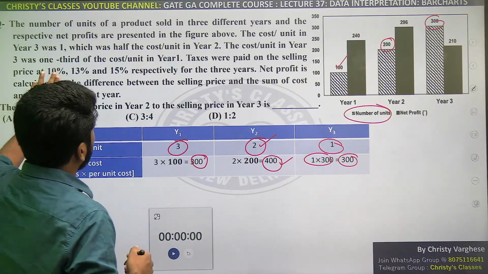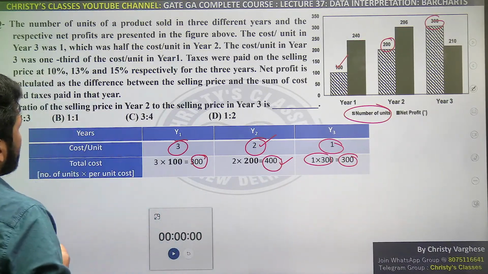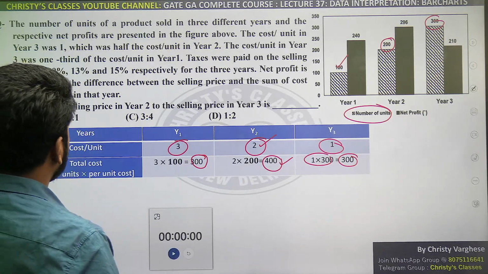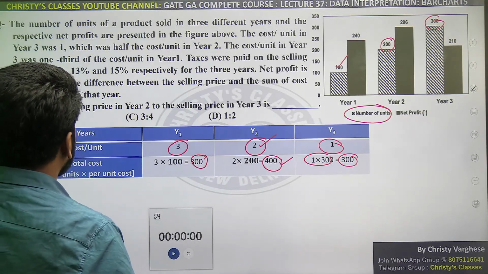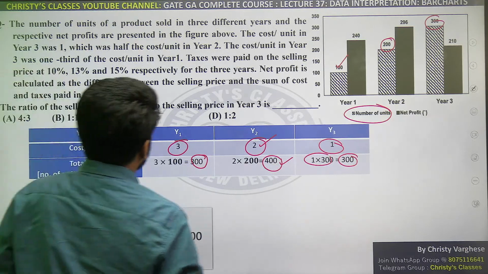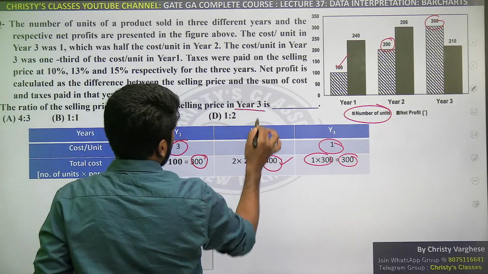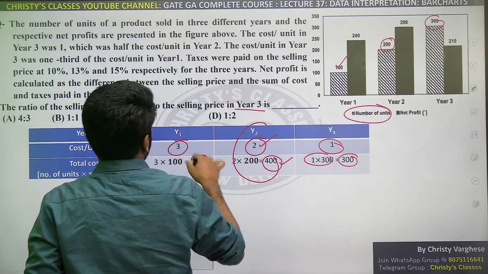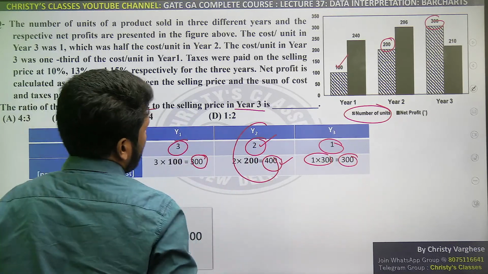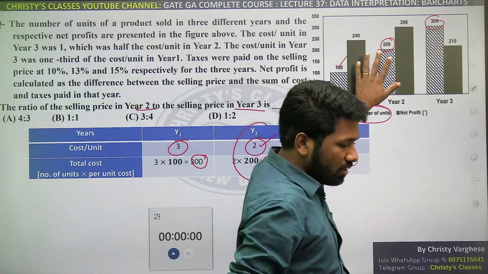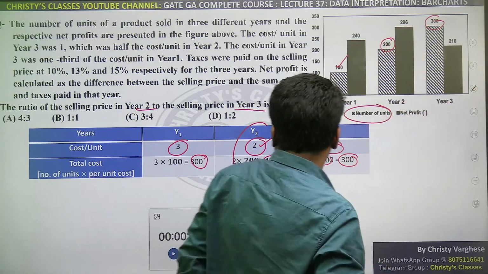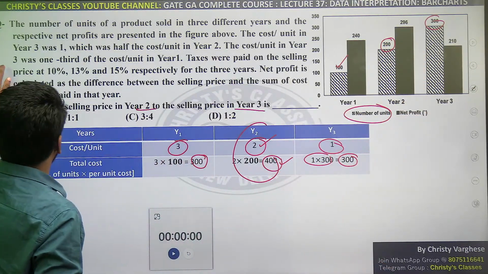Selling price पे tax pay कर रहा है, that is also important here. So if that is the case, ratio of selling price of year 2 to year 3. Here year 2 and year 3 only is asked. Year 1 is not asked, so don't worry about it. That is a dummy data. Only year 2 and year 3 we need to analyze. Let's see how we can analyze it.